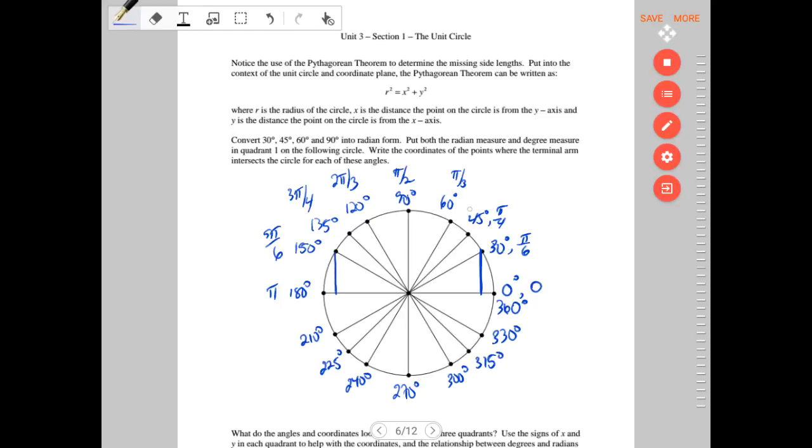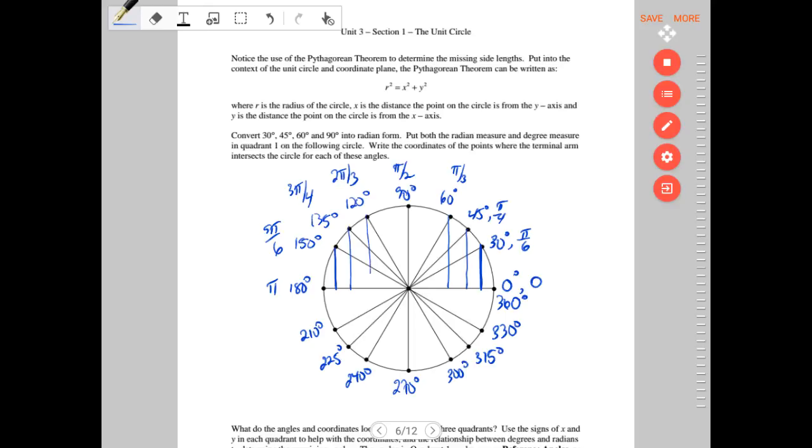Okay, 45 degrees above the x-axis and 135 degrees above the x-axis. And notice that they're both pi over 4s. 60 degrees above the x-axis and the 120 above the x-axis. And guess what? They're both pi over 3s. So, can you predict the denominators for the rest of these?